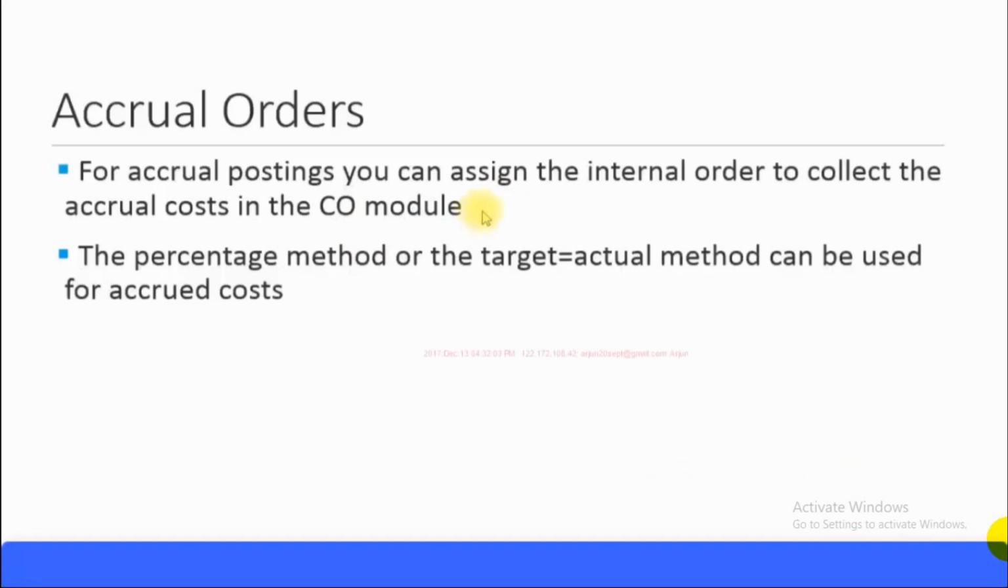And there are two methods for how you want to do it. One is a percentage method and another method is a target equal to actual method.